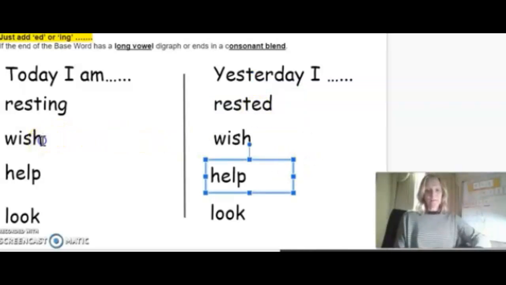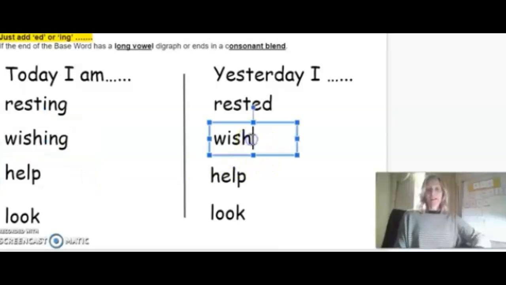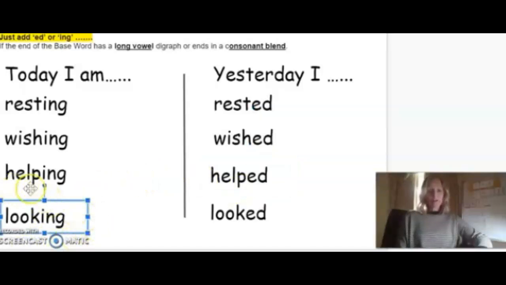Let's do one more together. Today I am wishing. Perfect. Yesterday I wished. Let me zip along and quickly do the rest. The last words were help, which turned to helping and helped, and we had look, which changed to today I am looking, yesterday I looked. All of those fitted this rule, and so it was really easy to know what I needed to do to the word to spell it correctly.